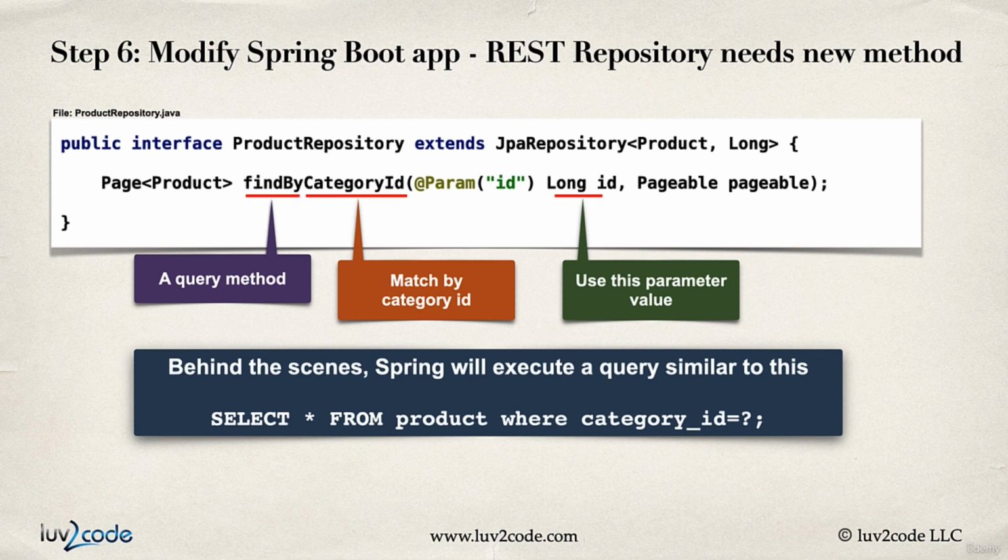Behind the scenes, Spring will actually look at that method name. It'll parse that method name, and Spring will execute a query similar to this. It'll say select star from product, because we have this product repository, where category ID equals whatever value is being passed in. So again, this is magic here. Spring is actually creating and executing a query based on your method name. Scary, fun, exciting, magic.